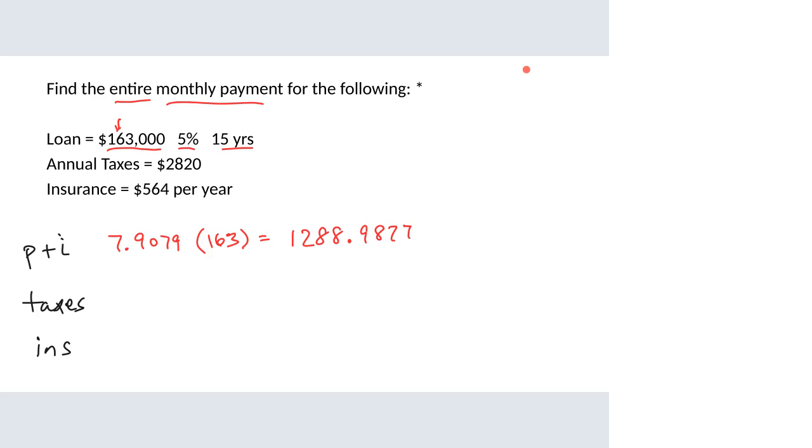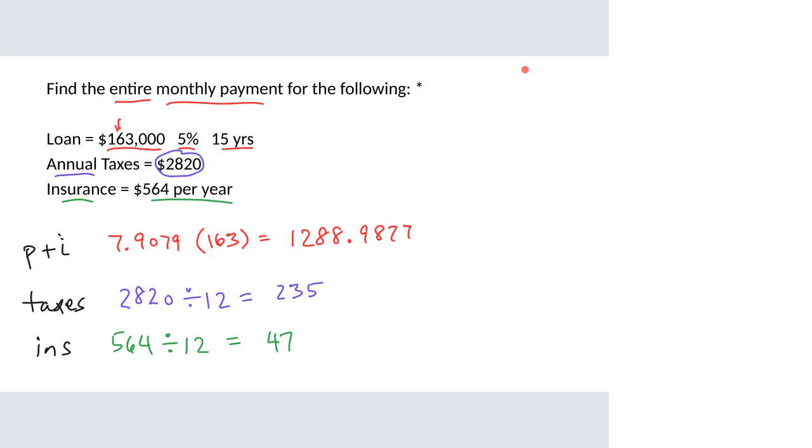All right, so next we'll look at taxes. Our taxes were $2,820 annually. So that's for the whole year. So we're gonna take that $2,820 and divide by 12 and get $235 every month in taxes. And then we also have to factor in insurance, which is $564 per year. Since we're looking for the monthly payment, we'll divide that by 12. And it's $47 a month for insurance.